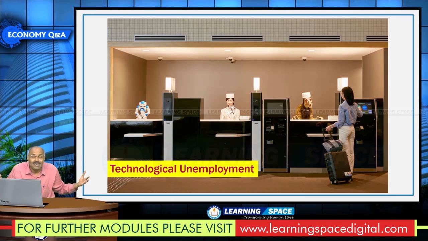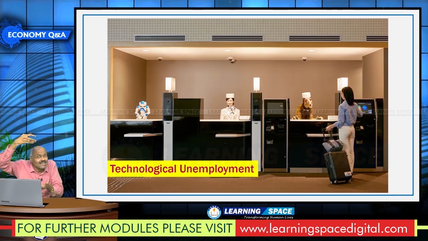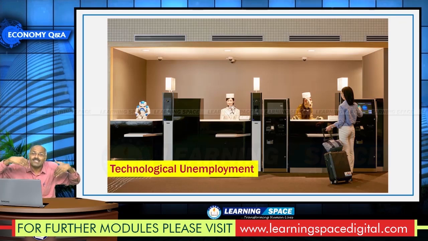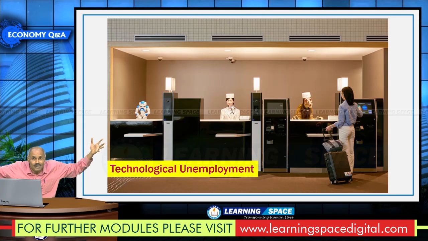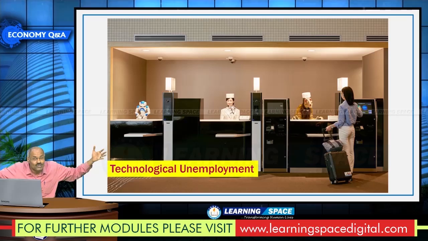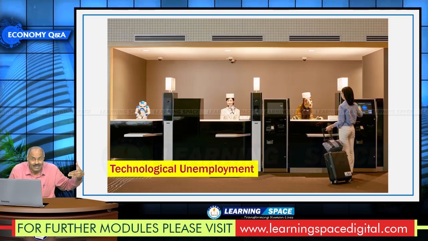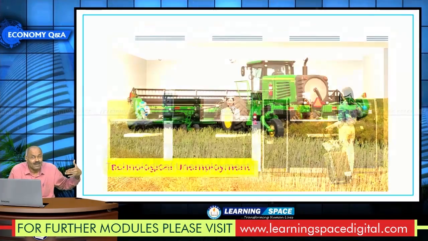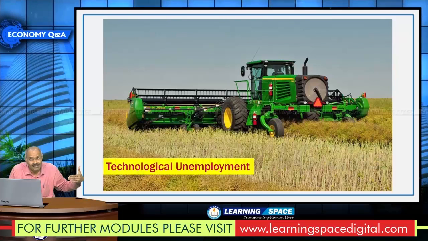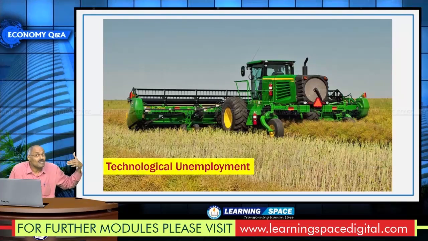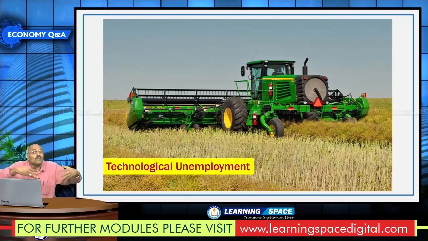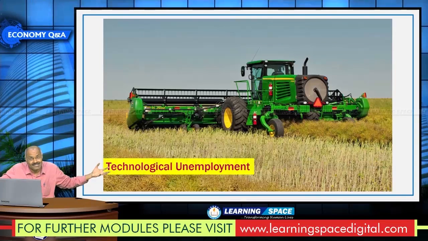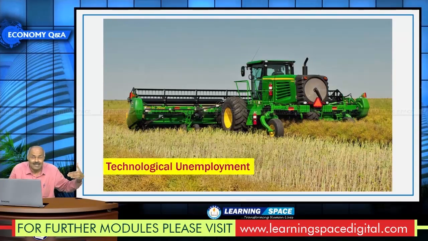There is difference between structural unemployment and technological unemployment. Structural unemployment is if you are not able to upgrade the skills when you are losing the job. And if human beings are replaced by machines altogether, just like robots, that is technological unemployment. Look at another example. Here, harvesting machine. In agriculture, harvesting machine came and lot many jobs are lost because of this. So, this is another example of technological unemployment.